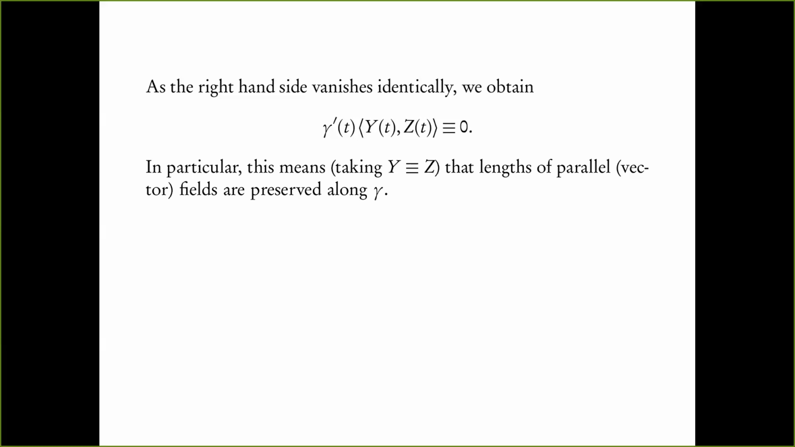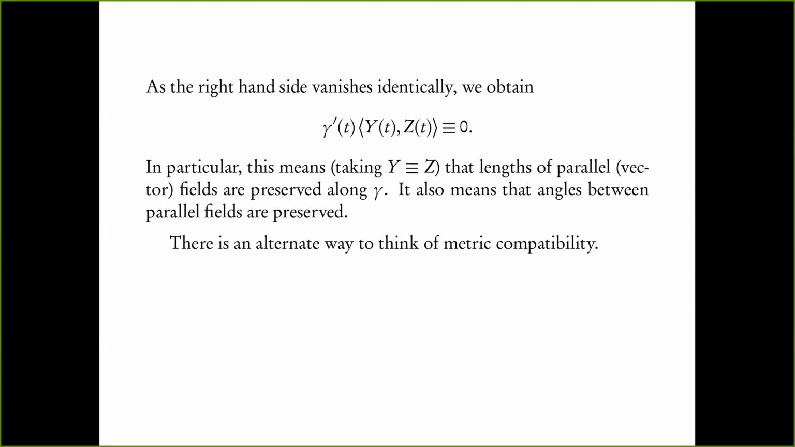Okay, so this is one way of thinking about it. It's just saying that the metric is somehow preserved along curves, along gamma prime. That's the way to think about it, because the metric is determined by lengths and angles between them, right? There is an alternate way to think about metric compatibility, and this is what we'll get to. First we'll give you some heuristics and then we'll formalize the heuristics, okay?